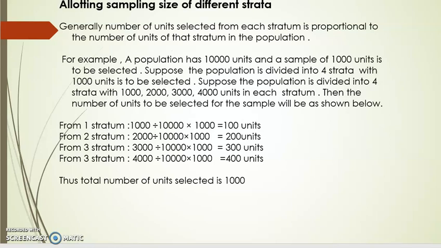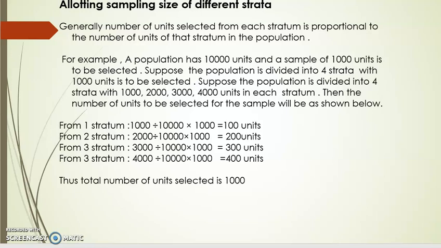Allotting sample size to different strata. The number of units selected from each stratum is proportional to the number of units of the stratum in the population. അതായത് 10,000 യൂണിറ്റ് ഉള്ള പോപ്പുലേഷനിൽ നിന്നും ഒരു 1000 യൂണിറ്റ് സാമ്പിൾ ആയി എടുക്കണം. ഈ പോപ്പുലേഷനിൽ 4 ആയിട്ട് ഡിവൈഡ് ചെയ്താൽ ഓരോ സ്ട്രാറ്റത്തിലും 1000, 2000, 3000, 4000 യൂണിറ്റ് ഉണ്ടാവും.